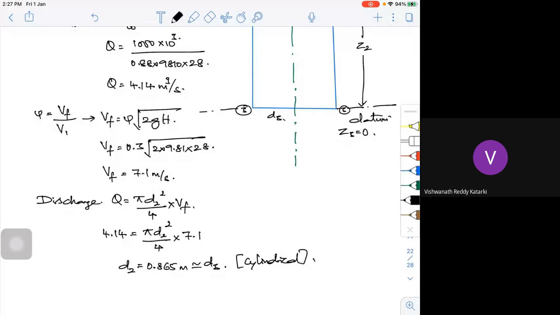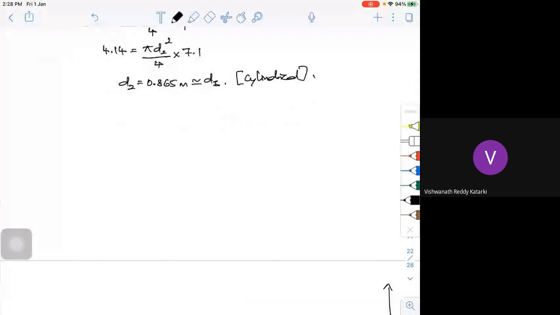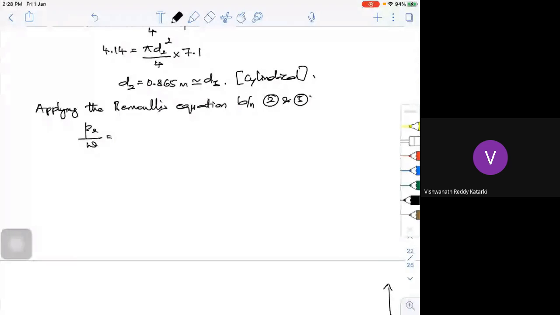Now, let us apply Bernoulli's principle between section 2 and section 3. Applying Bernoulli's equation between section 2 and section 3. Hope you remember that I have done a derivation. From the derivation I am going to use the final equation, that is P2 by omega is equal to Pa by omega minus H minus (1 minus K) into (V2 square minus V3 square) by 2g.